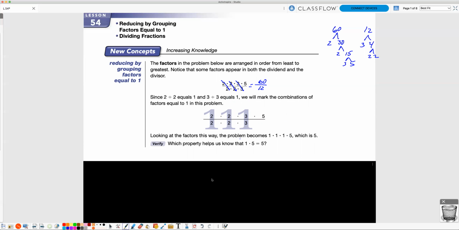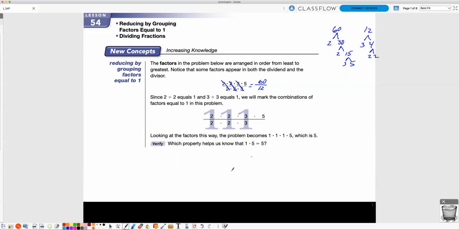So when you look at this, if you were to divide 60 divided by 12, you'd have to guess and check a little bit here. 5 times 12 would actually be 60. There'd be nothing left over. You can see this more clearly, a lot quicker than if you were to look at 60 divided by 12. But that's reducing by grouping factors equal to 1.